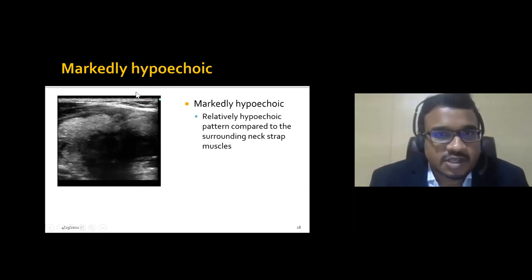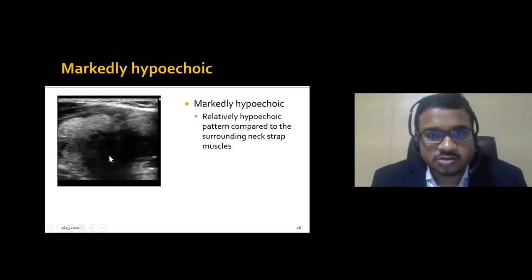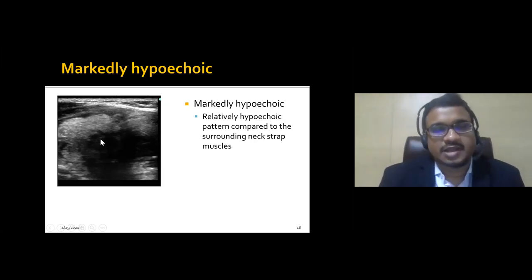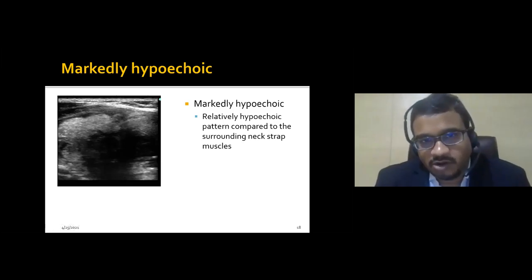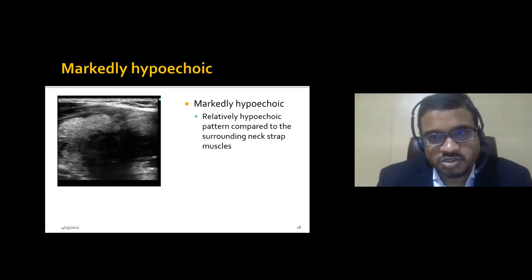So now this is markedly hypoechoic. Here the entire thing is a thyroid gland, and this little bit is the normal thyroid tissue here, and the entire this part is markedly hypoechoic. If you compare the echogenicity of this, it is in fact lesser than the strap muscles. So these are called markedly hypoechoic nodules. They are highly suspicious for malignancy.